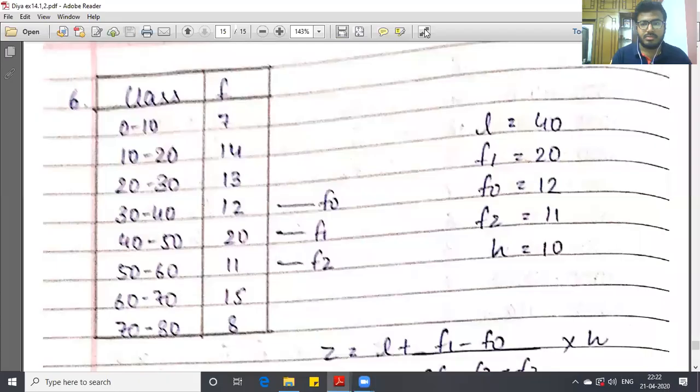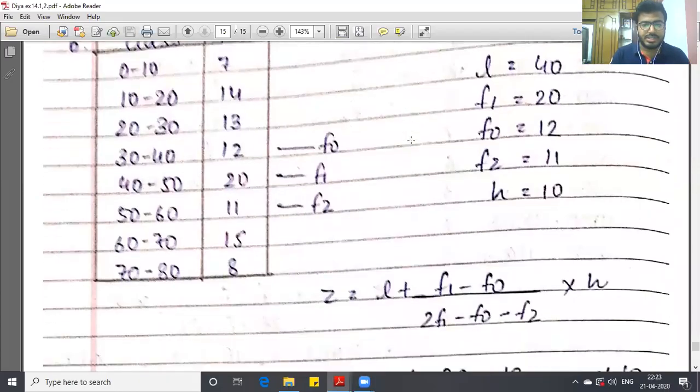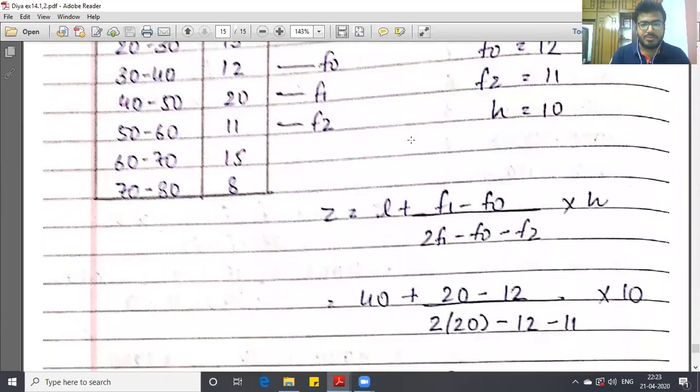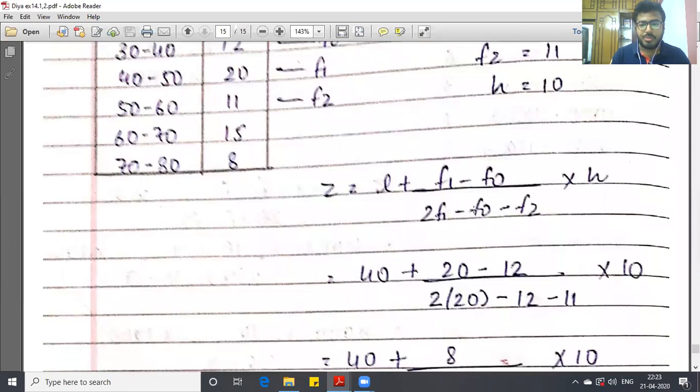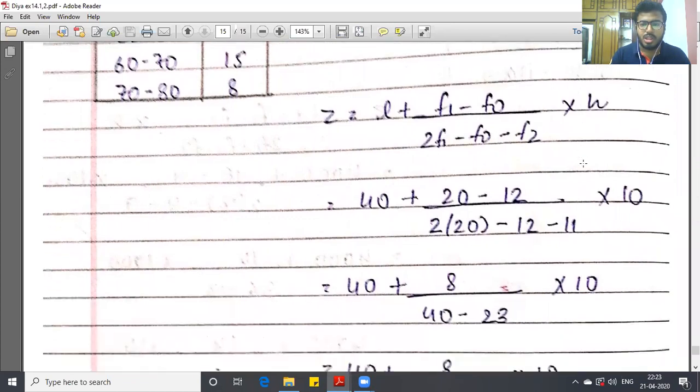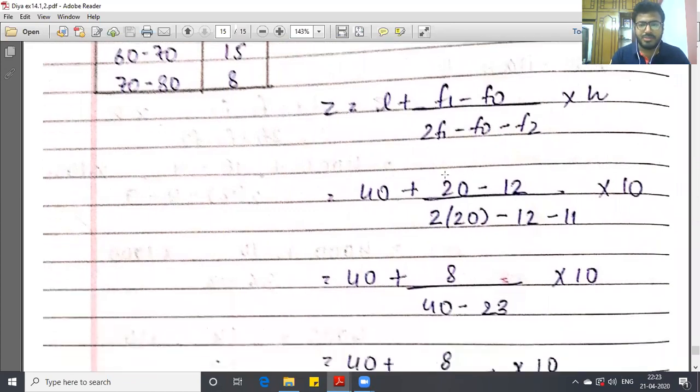Okay, so we are going to use Z is equal to L plus F1 minus F0 upon 2 into F1 minus F0 minus F2, into H. And in the same way, substituting all the values. So hope you got the same way itself. 40 plus 20 minus 12 upon 2 into 20 minus 12 minus 11, into 10.